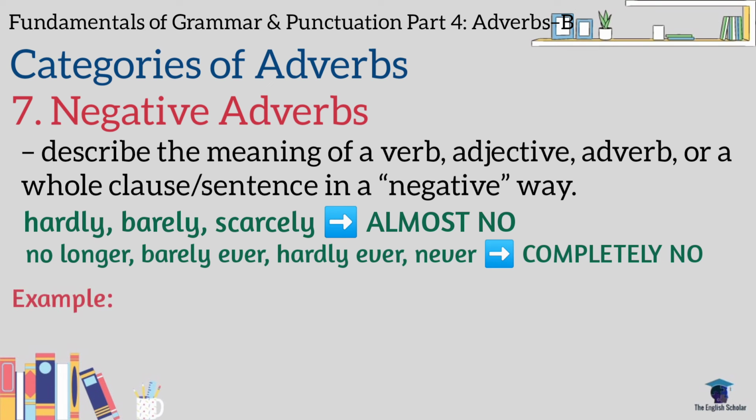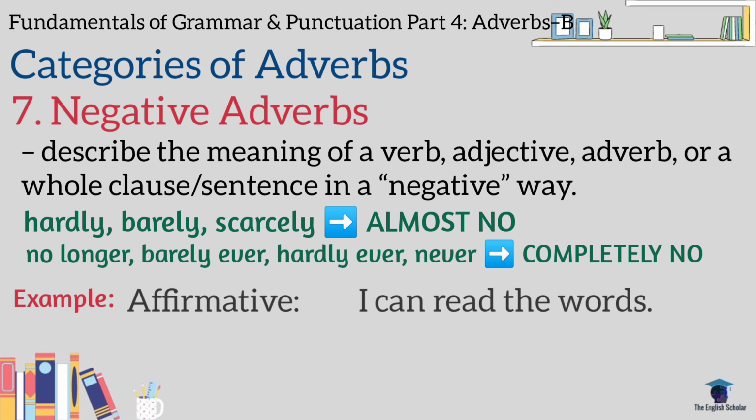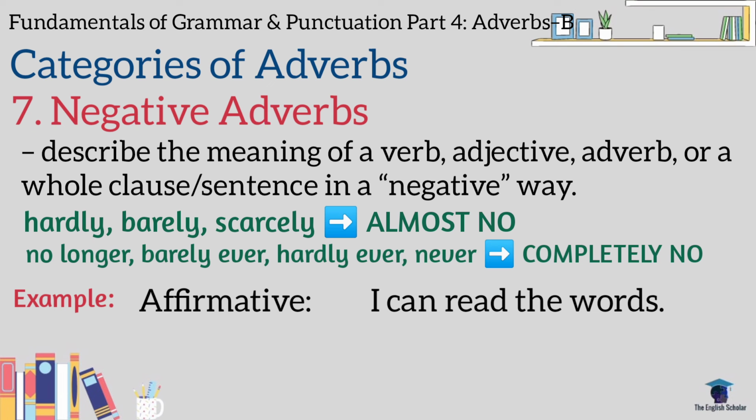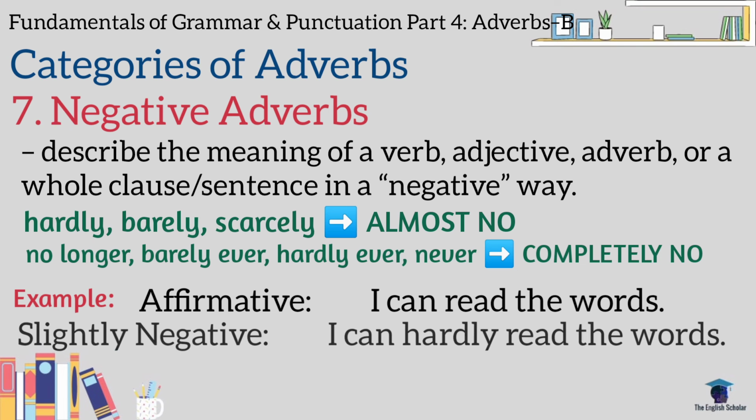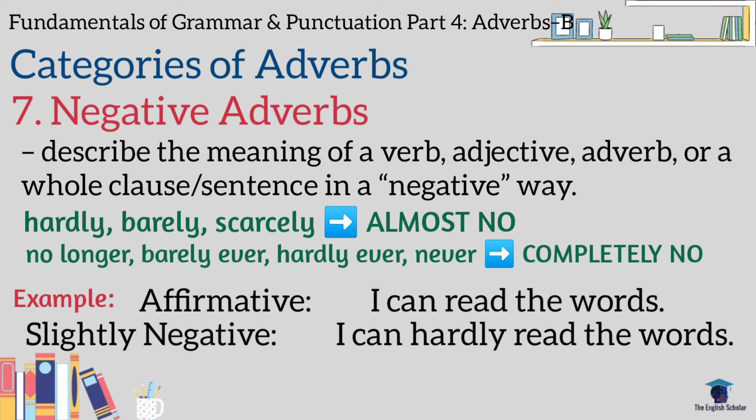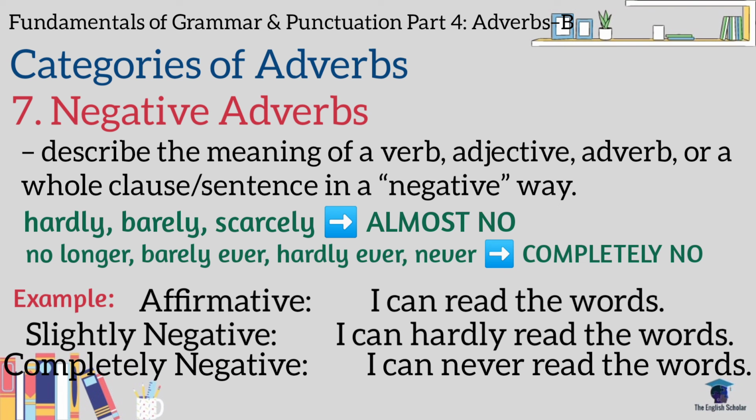Let's have some examples. We have the sentence, I can read the words. But if you want to make it something negative, maybe you cannot read the words clearly, you can use the word hardly, barely, or scarcely before the main verb, which is read. I can hardly read the words. And if you want to say that you cannot really read the words, then you can use any of the above adverbs and say, I can no longer read the words. Or I can never read the words. Or I can hardly ever read the words.